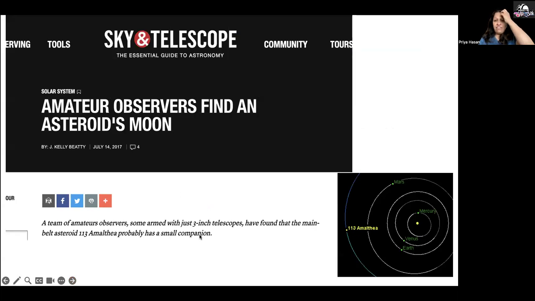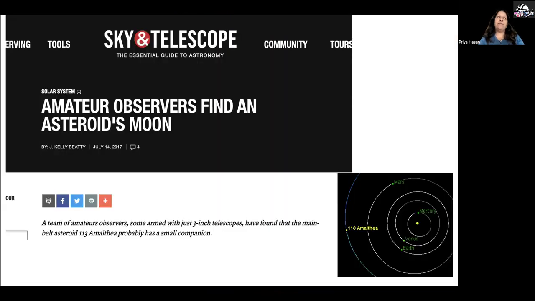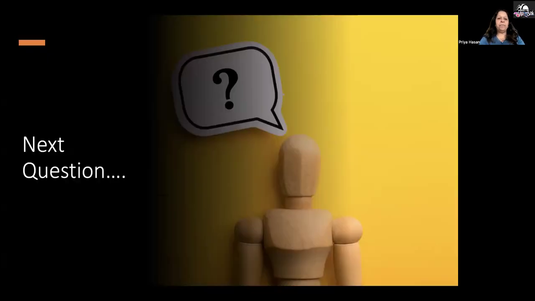You'll find a lot on the net, but for example, there was a recent paper by a team of amateur astronomers who used literally 3-inch telescopes. They found a main belt asteroid, and they actually found its moon, right? So this is an exercise in even saving the planet, because in case an asteroid is a threat to the planet, it's obviously very useful if you manage to catch it.